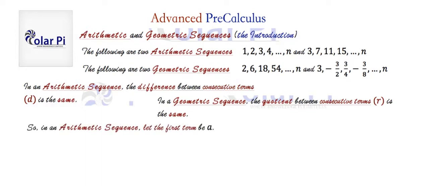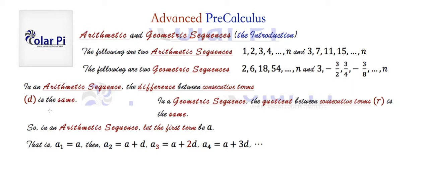To accomplish that, in an arithmetic sequence, let's say that our first term is a. That is, a1 is a, and then a2 will surely have to be a plus d, because a2 is a1 plus d, the common difference. And a1 is a, so a2 is a plus d. Then a3 will have to be a2 plus d, but a2 is a plus d, so a3 will be a plus 2d. And then a4 will have to be a plus 3d, and so on. You get it.